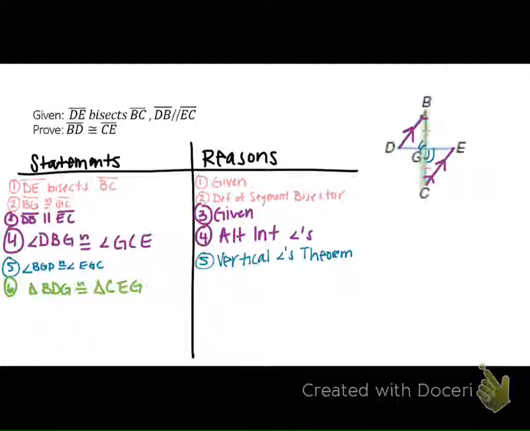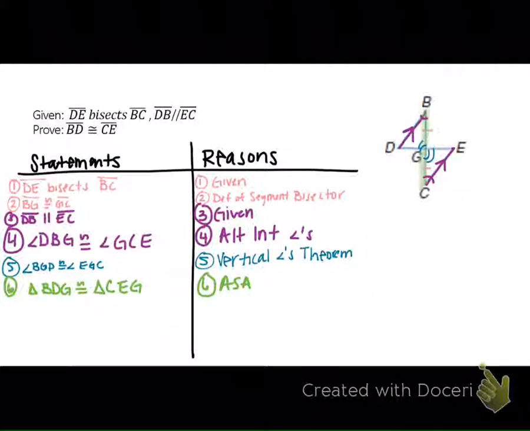Is it side angle? No. Is the side between the 2 angles or outside? Side angle? There you go. So now that you know that those 2 triangles are congruent, any of their pieces are also congruent.